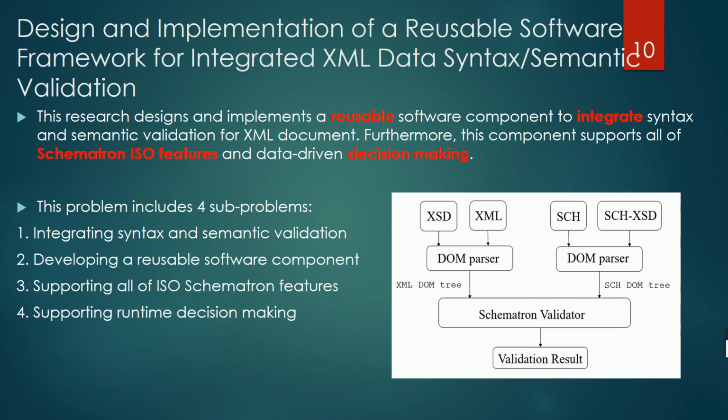The third subproblem is supporting all of ISO's schematron features. Compared with the previous schematron versions, there are some changes and extensions in the ISO schematron. Our research created a middleware parser that supports these new features. More specifically, they are supporting phase for selective validation of different project stages. The second one is supporting abstract pattern rules for semantic constraints reuse.